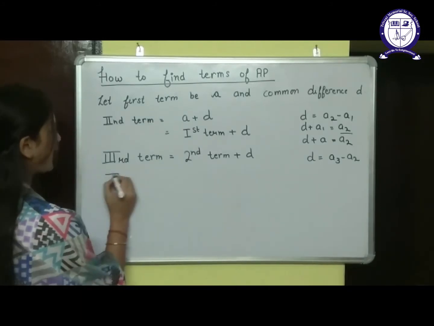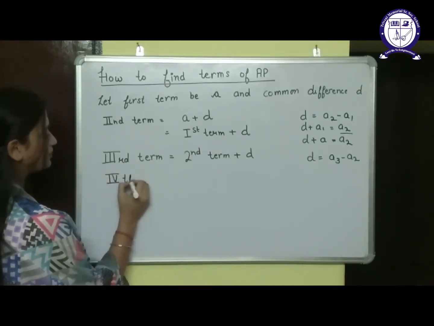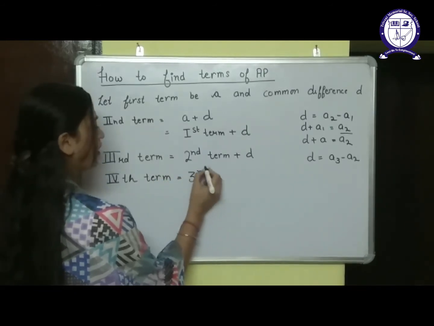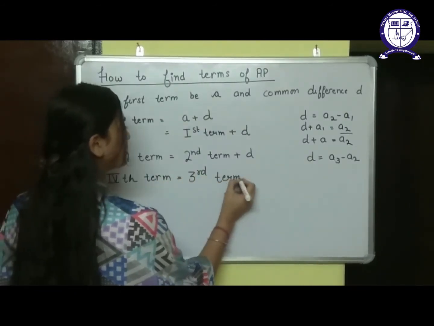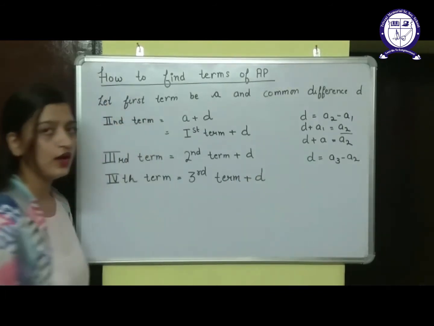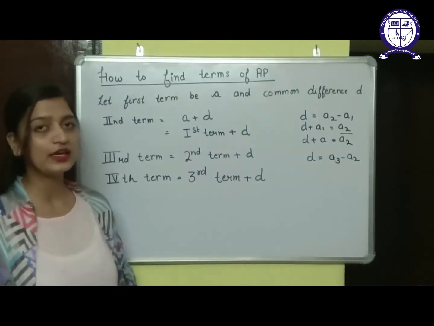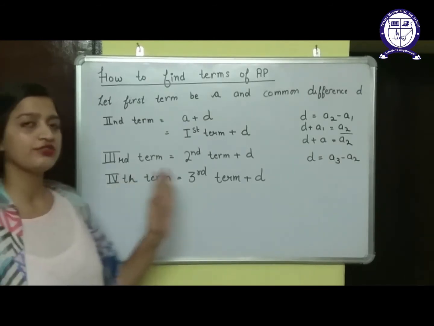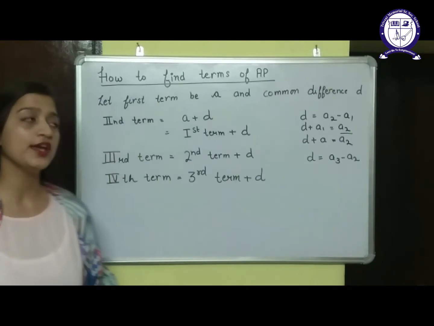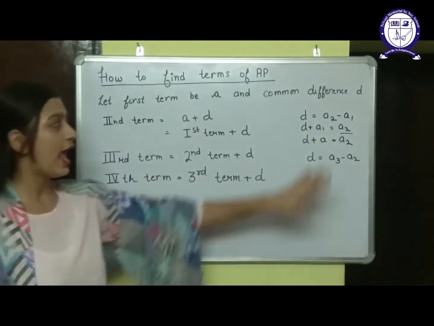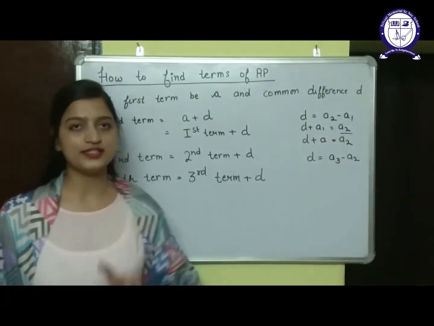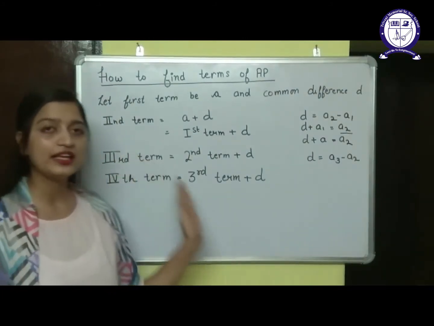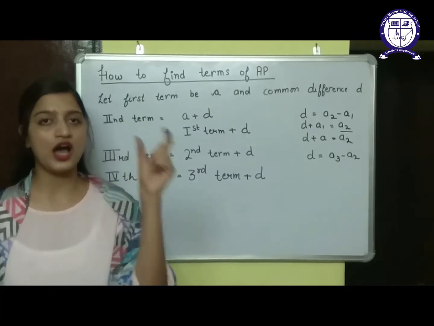Now similarly, my fourth term will be third term plus D. Okay, so this is the pattern. In the question, what can be asked is that find the first four terms of the AP whose first term is A and common difference is D. Okay, so then how we will find the terms? We will keep on adding the D to the answer.